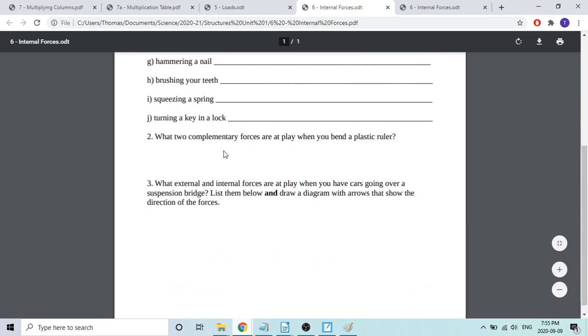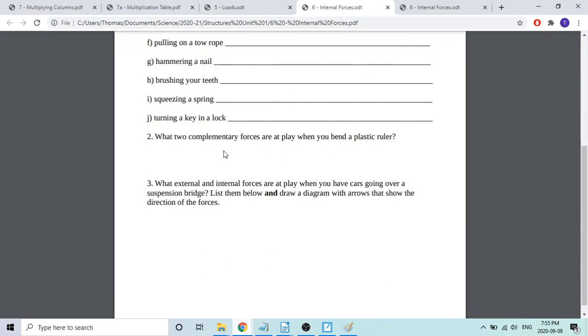The second one, which two complementary forces are at play when you bend a plastic ruler? So think about bending a plastic ruler. What two of those four are happening? Is there compression? Is there tension? Is there torsion? Is there shear? Which of those show up when you bend a plastic ruler? Not breaking it, just bending it.